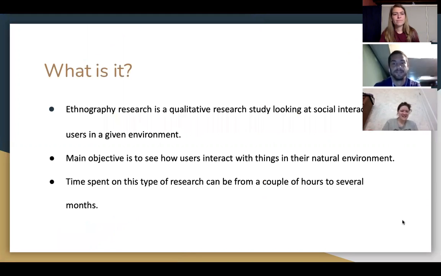Okay, so what is it? Ethnography, or ethnographic research, is a qualitative research study looking at social interactions of users in a given environment. Because it's a qualitative study, it's collecting non-numerical data to understand concepts, opinions, and experiences through things like observation, video, audio, and interviews. The main objective is to gain insights into how users interact with things in their natural environment. The time spent on this type of research can be a couple of hours to several months, so it varies depending on what question you're trying to answer.